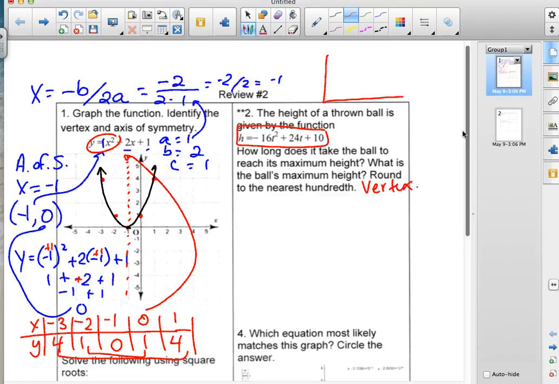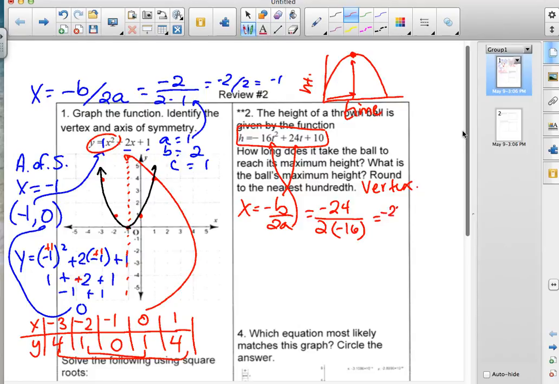Okay? If we have a ball and time is on our x-axis and we're looking at the height on the y-axis, the ball is going to go up in the air, and then because of gravity, it's going to come back down. We're looking for this. How long does it take us to get to that highest point, and how high does it get? All right, so we're really just finding the vertex. So we need x equals the opposite of b over 2a. In this case, b is 24, so we need the opposite, or negative 24. On the bottom, we have 2 times a, and a is the negative 16.